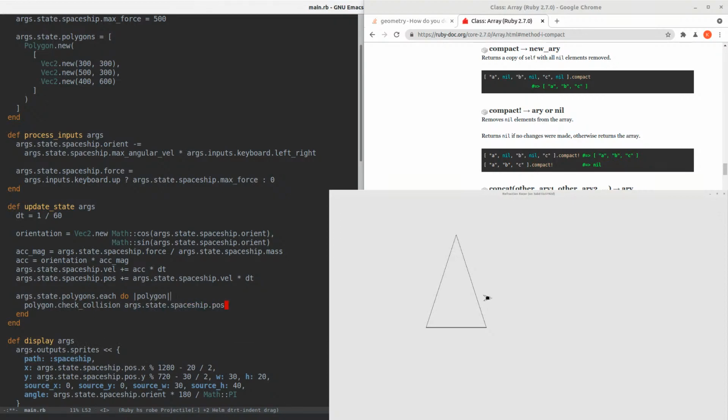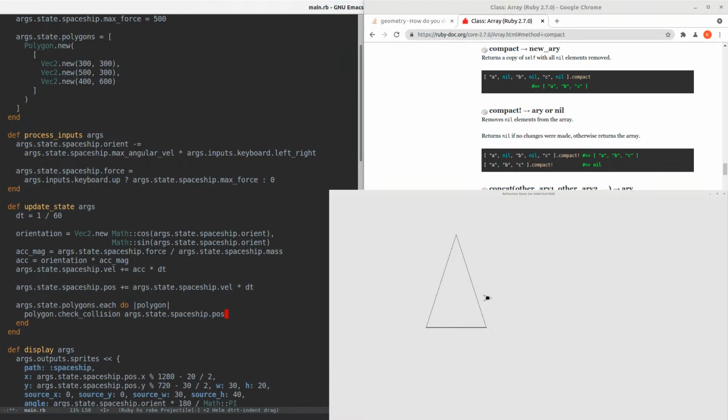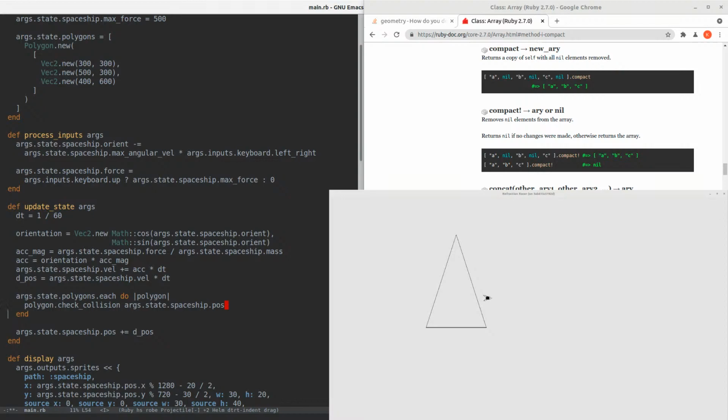args.state.spaceship.position. And actually our velocity vector here is, why don't we call this our difference in position equals args.state.spaceship.vel times dt. And we'll add the position at the end after all this stuff, just to simplify things a little bit. So we'll do a collision check on that and our difference in position.